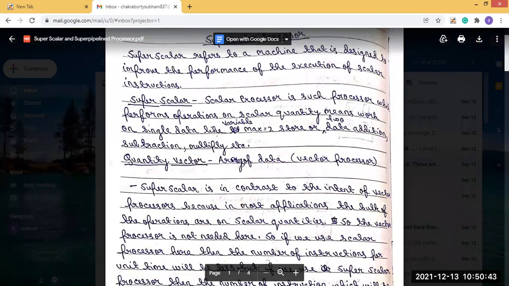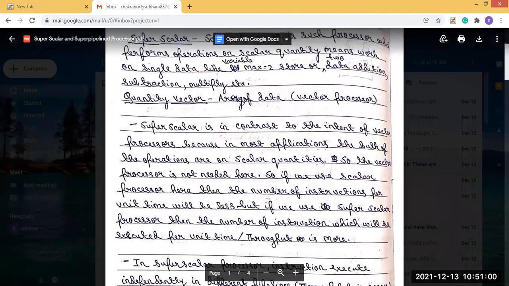If we use a scalar processor here, then the number of instructions per unit time will be less. But if we use the superscalar processor, then the number of instructions executed per unit time, or the throughput, is more. That is the difference between scalar and superscalar. That means, let's say, fast or super fast; it is much faster than that.